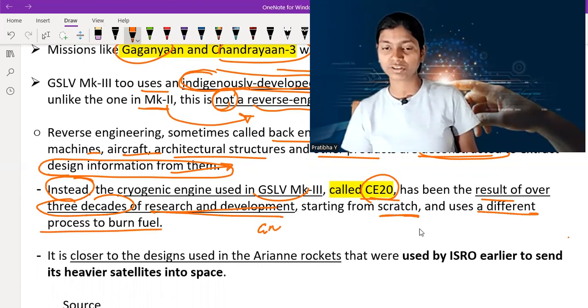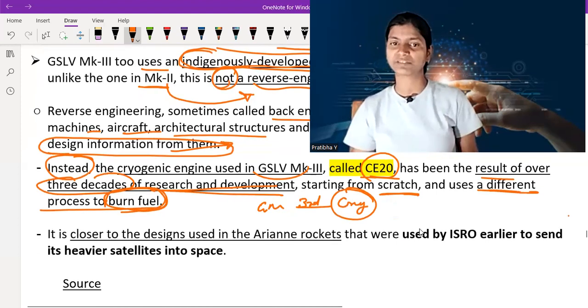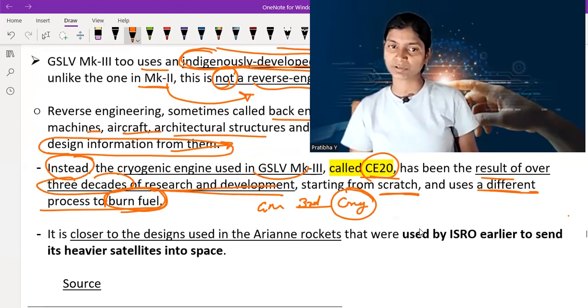In GSLV MkIII, in the third stage, we use a cryogenic engine which is indigenously developed, and also a different process to burn fuel. It is different from MkII. So its process is different, its development is different, and we use it for the first time in our GSLV MkIII.